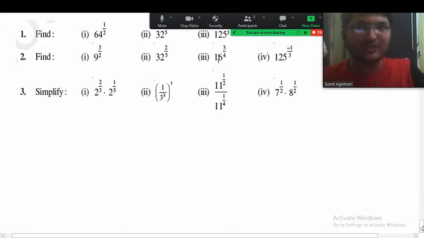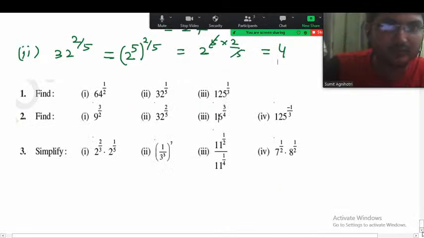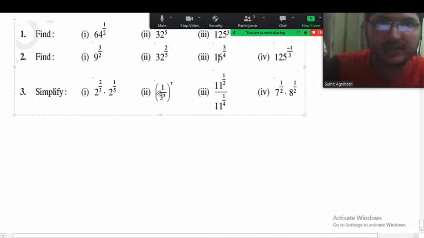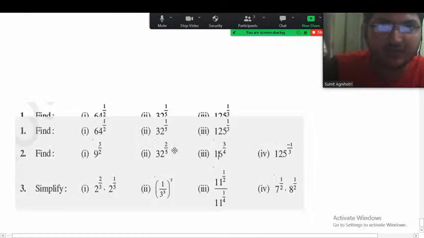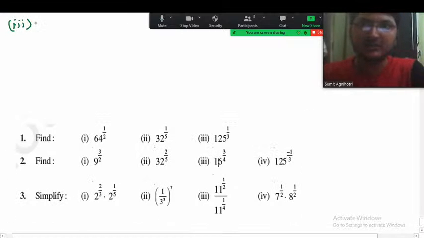Can you solve its third part? There are 4 questions here, and its third part is 16 raised to the power 3 over 4.